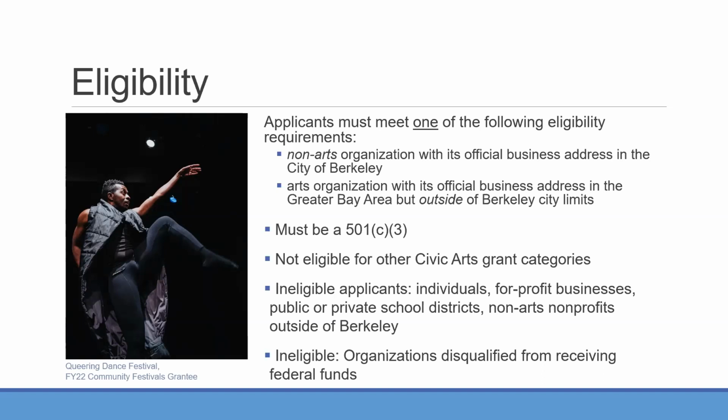And just to further outline what types of applicants would not be eligible, you couldn't apply as an individual, a business isn't eligible, any type of school district. And then if you're a social service organization, like a non-arts organization outside of Berkeley, you would not be eligible. And another condition of our NEA funding requirement is that you've got to be eligible to receive federal funds. So if for any reason you are ineligible from receiving funding from the federal government, you would be disqualified from this grant category as well.